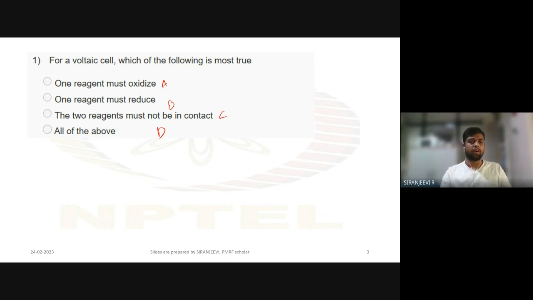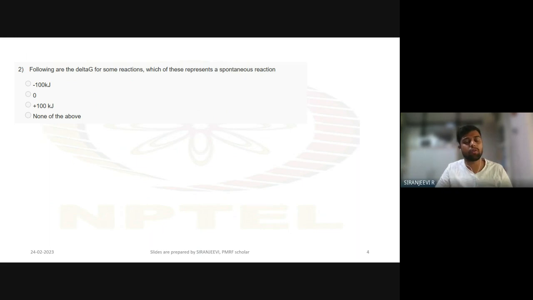Okay. So in that case, this one is correct. One reagent must get oxidized, another reagent must get reduced, and the two reagents must not be in contact because, as you already told, they should be separated by a semi-permeable membrane. So all of the above is correct. Okay, well, how will you do this question? Following are the delta G values for some reactions. Which of these represents a spontaneous reaction?